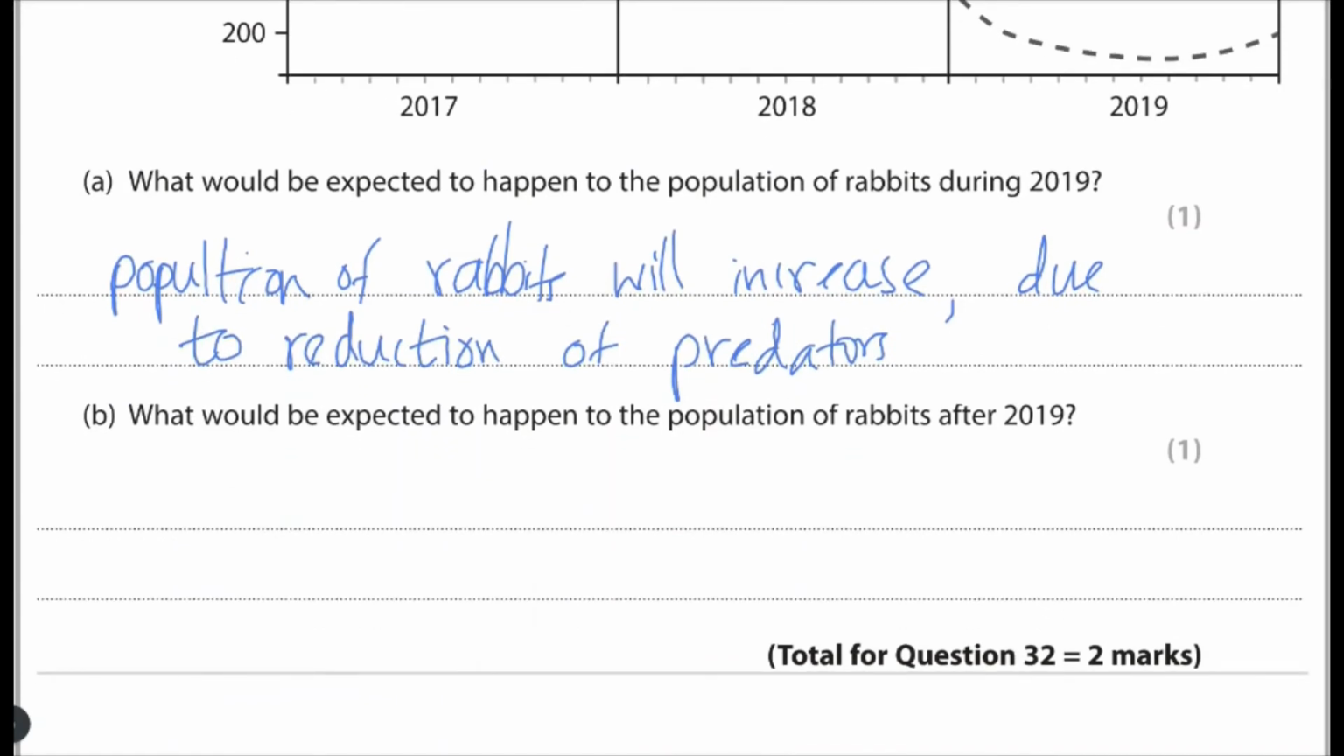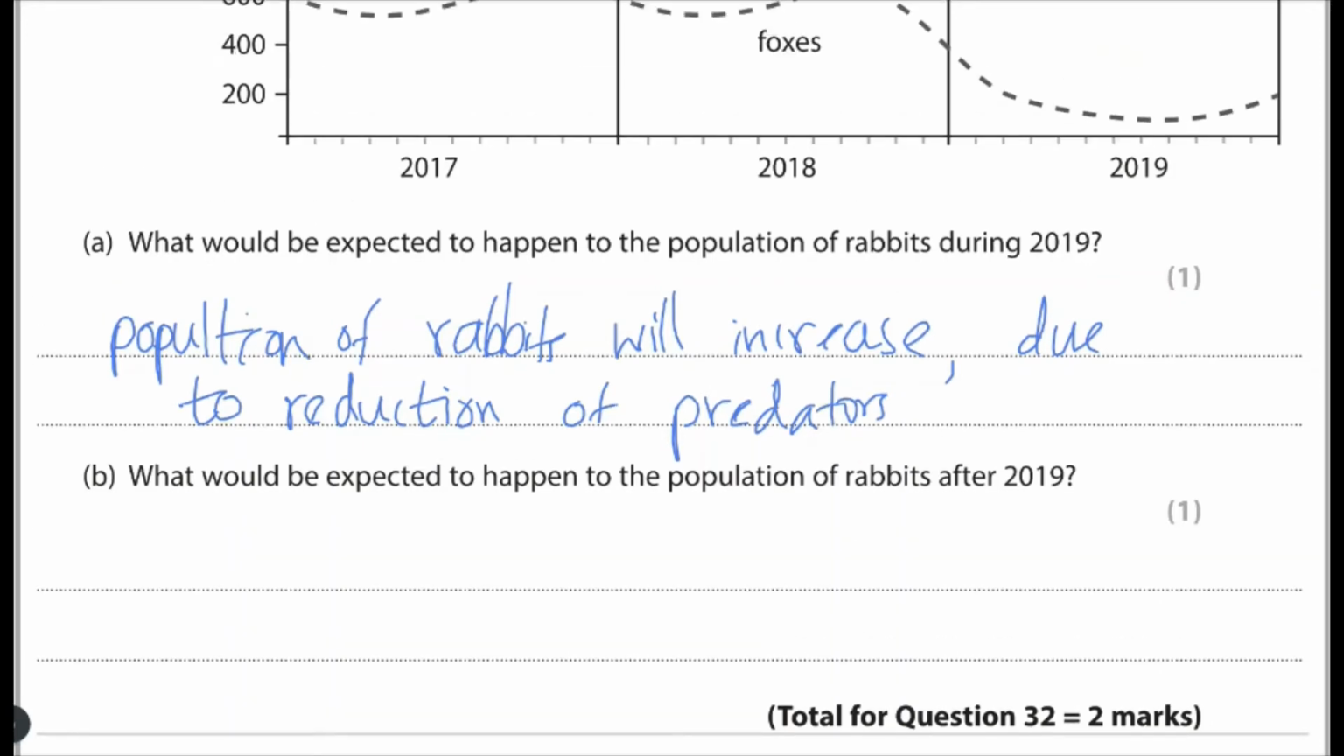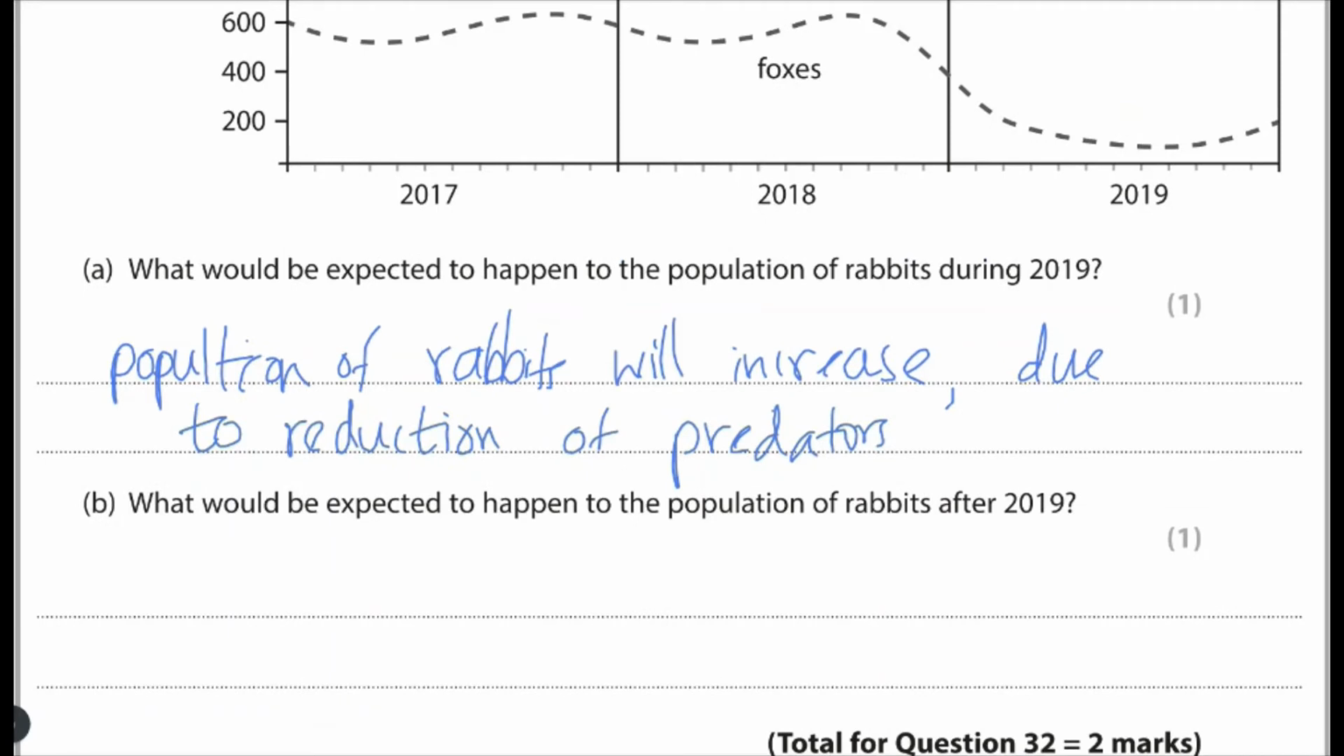What would be expected to happen to the population of rabbits after 2019? Now you can see a gradual increase in the foxes, so that definitely they will increase naturally, so that after 2019 the population of rabbits will stop increasing, or it will come to a kind of constant value, or it will come to a level and after that it will start decreasing once again. So we'll write down that.